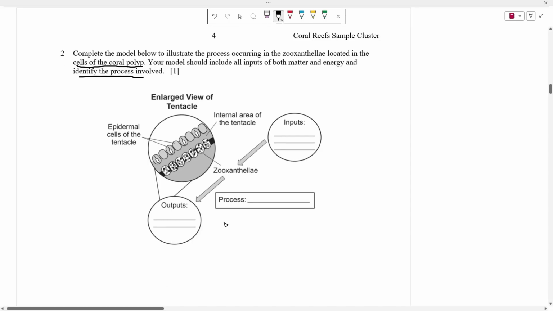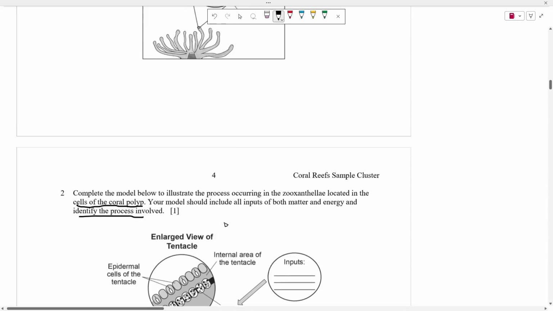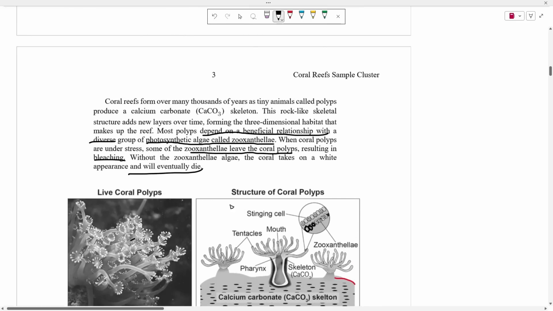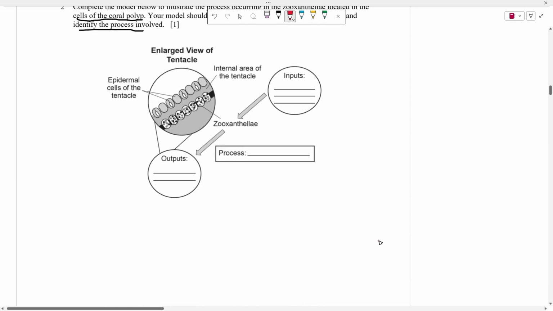Well, this is a very important example of why you need to carefully read these passages, because look what they say about zooxanthellae. They're photosynthetic algae. And if you're photosynthetic, what process are you going to undergo? Well, you're going to undergo photosynthesis. So the process here has to be photosynthesis. All right, that's very important.